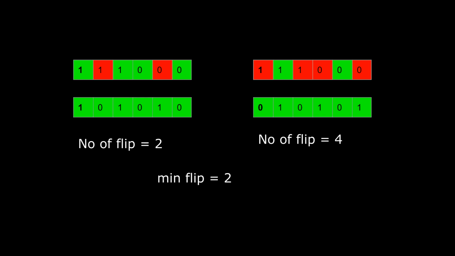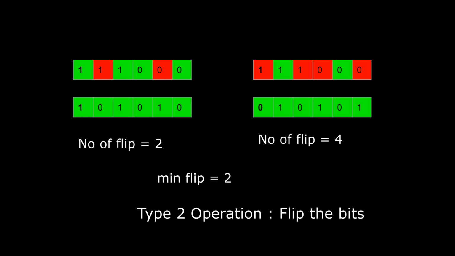If you look closely, this is nothing but our operation 2, where we can choose any character from the string and flip the bit. So this is the type 2 operation here.